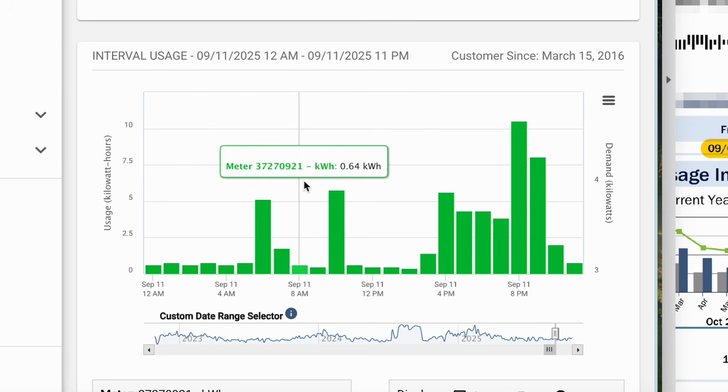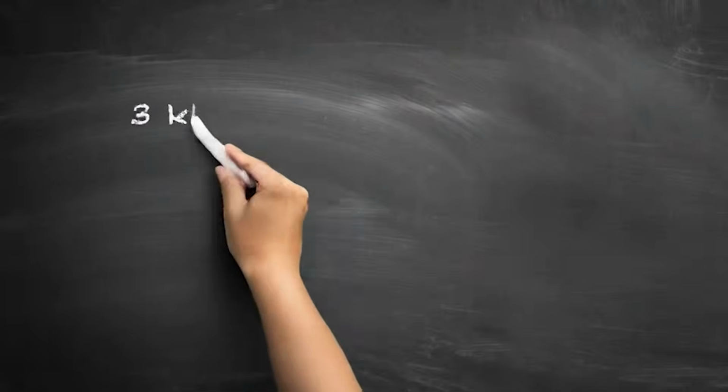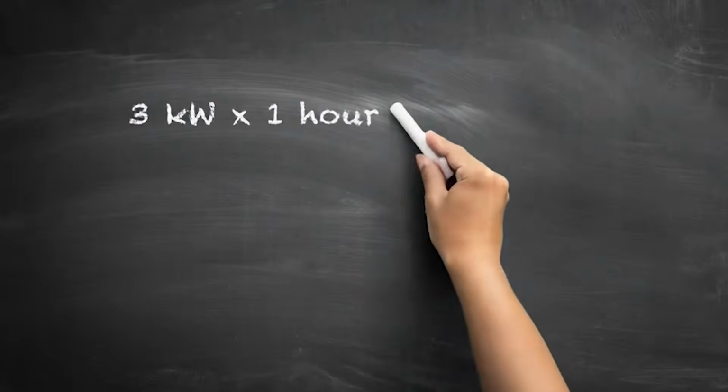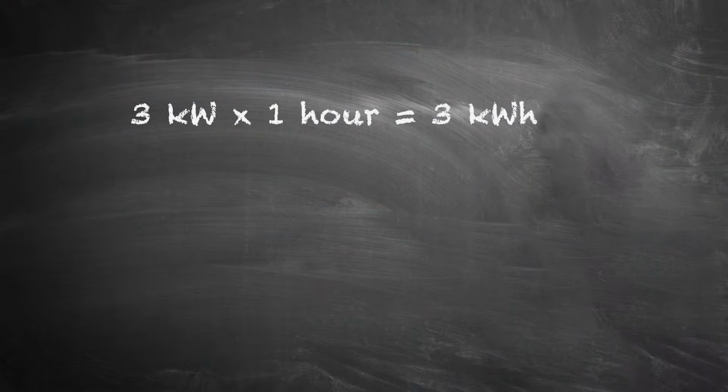At this view, each of these green bars is equal to both our hourly demand and our kilowatt hours per hour view. Now, how does that work? All right, well, let's go back to our school days math class and think about fractions for just a second. 3 kilowatts over the course of 1 hour is equal to 3 kilowatt hours. That makes sense, right? And we would represent that by saying 3 kilowatts times 1 hour is equal to 3 kilowatt hours.